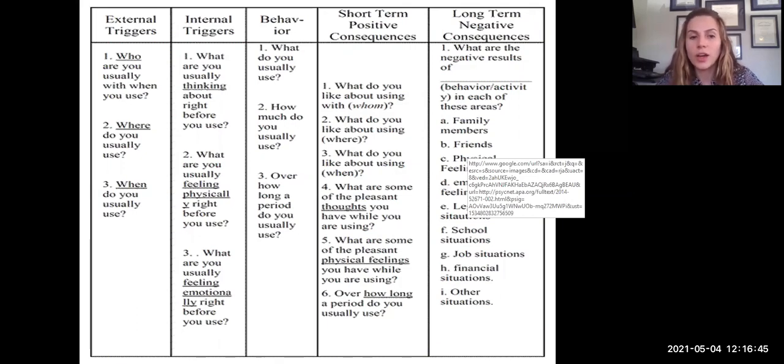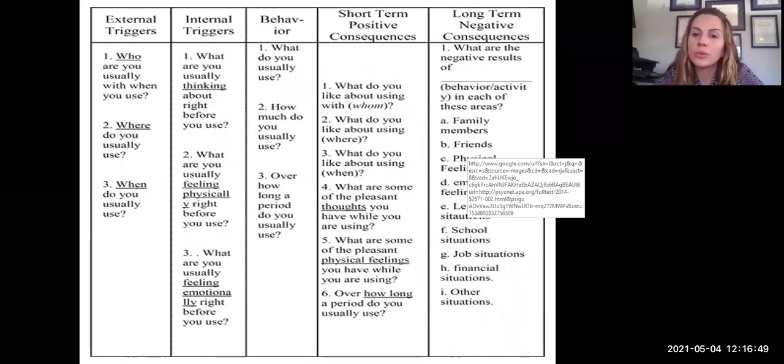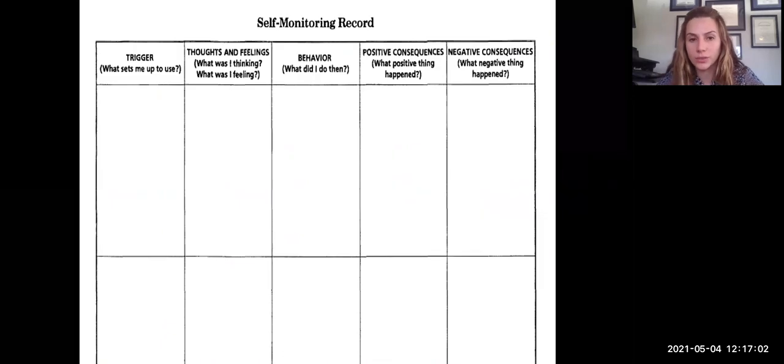So now we've got that drug set and setting, and we can begin to look at both the short-term and long-term positive and negative consequences. What do you get out of doing this, and what does it take away from, right? And those are really helpful conversations to have with identifying triggers.